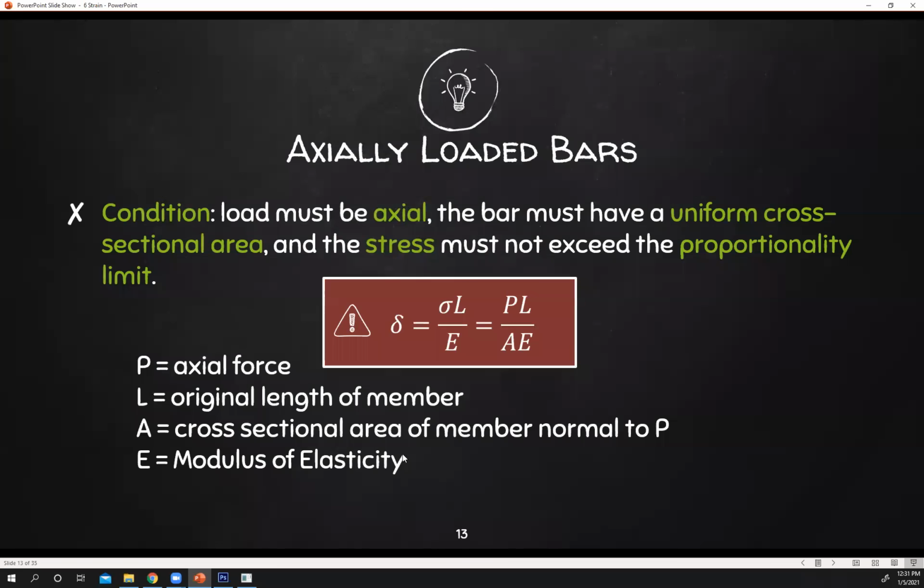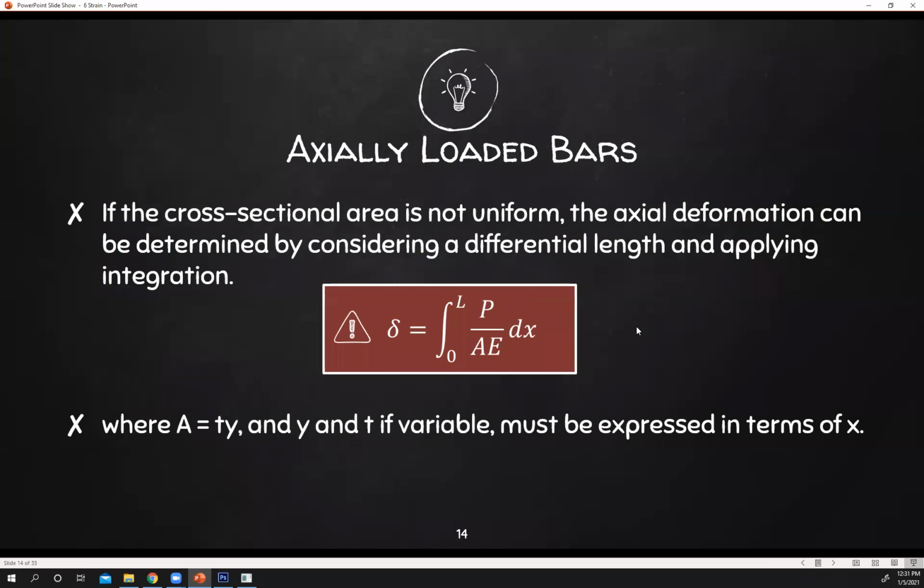Okay. So again, you can only use this if the following conditions are met. In case you didn't meet those conditions, so if the cross-sectional area is not uniform, the actual deformation can be determined by considering a differential length and applying integration. So in short, deformation equals the integral of P over AE dx from 0 to L, where area is the thickness t times distance y, and y and t, if variable, must be expressed in terms of x because our differential here is in terms of x.